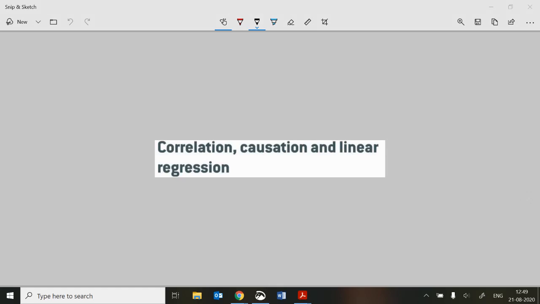So it says correlation to start off with. This is the first thing we're going to deal with. Then linear regression second, and then causation is just discussed at the end. There are several points which you just need to discuss through. Does one thing cause another thing? Well, first of all, what are we talking about?